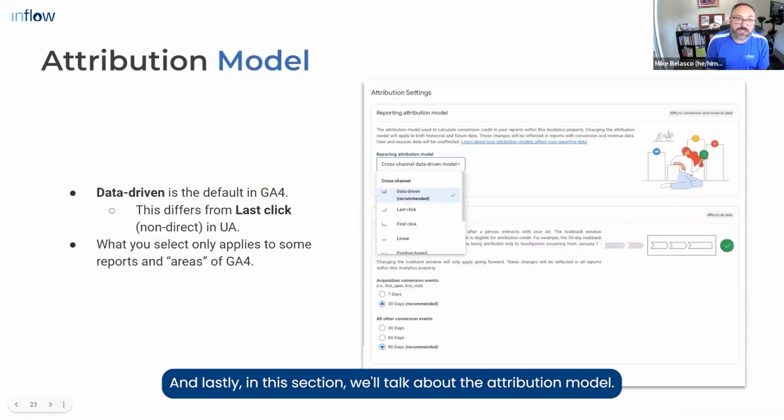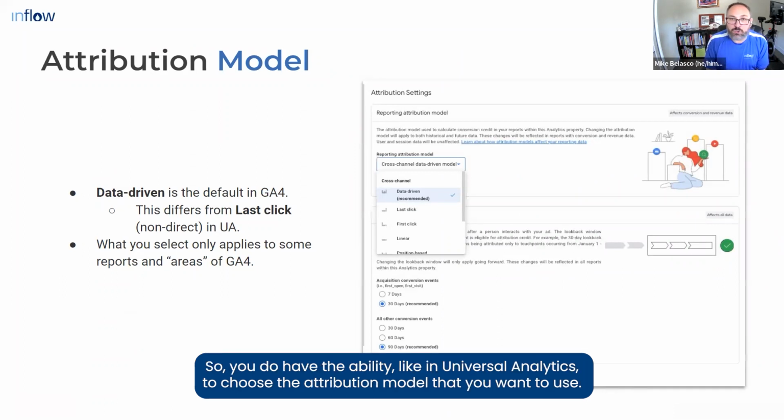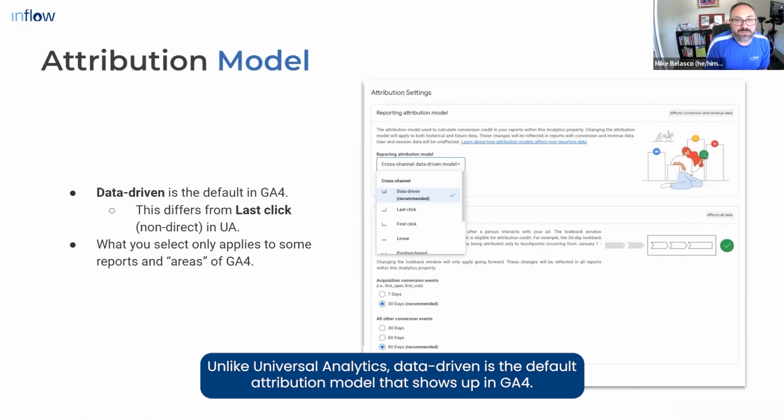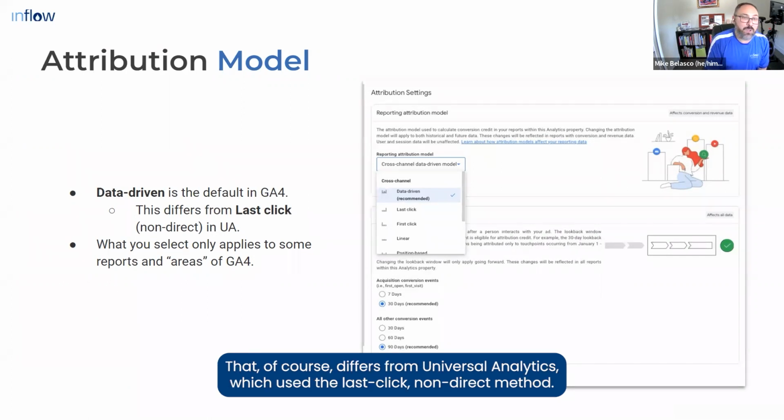And lastly, in this section, we'll talk about the attribution model. So you do have the ability, like in Universal Analytics, to choose the attribution model that you want to use. Unlike Universal Analytics, data-driven is the default attribution model that shows up in GA4. That, of course, differs from Universal Analytics, which used the last-click non-direct method.